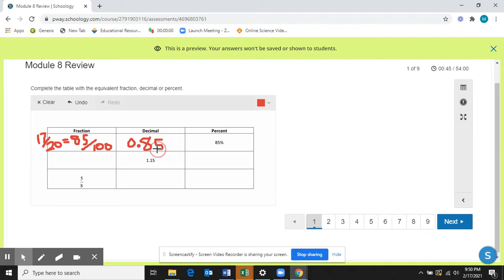Another way you could look at 85%: percent means out of 100. You're dividing by 100. So I could cross that percent out and move it over twice to the left. You're dividing by 100 to get 0.85.